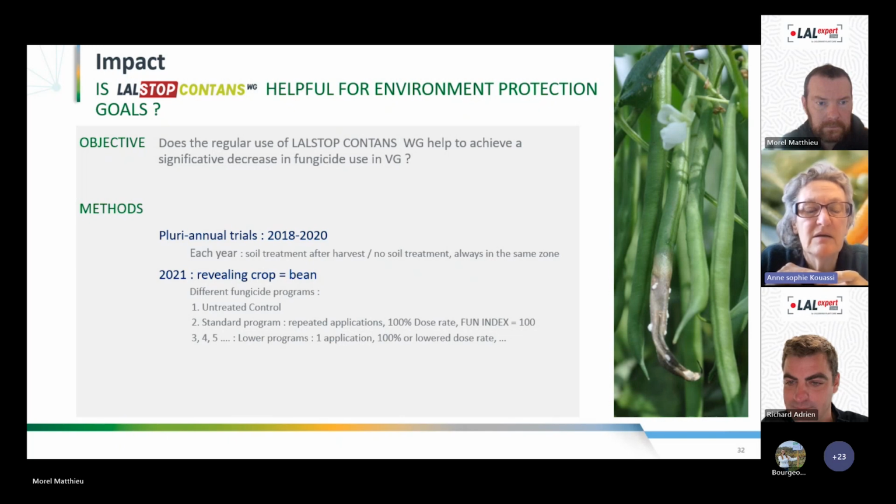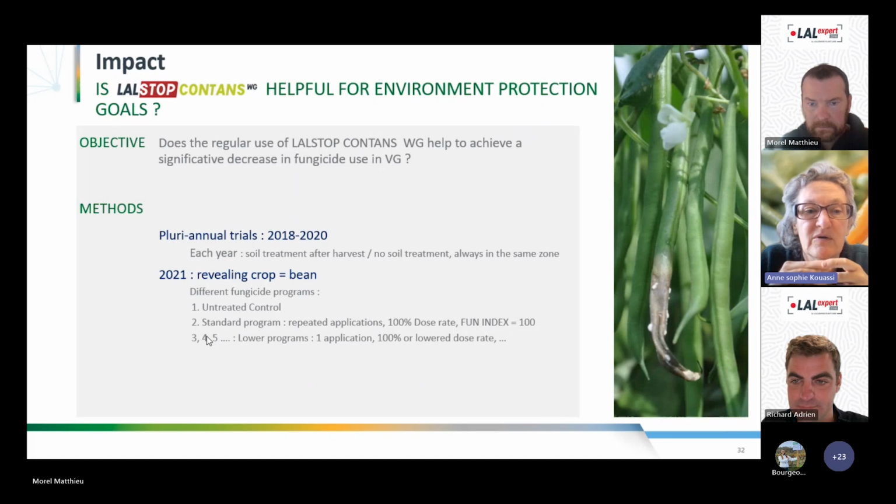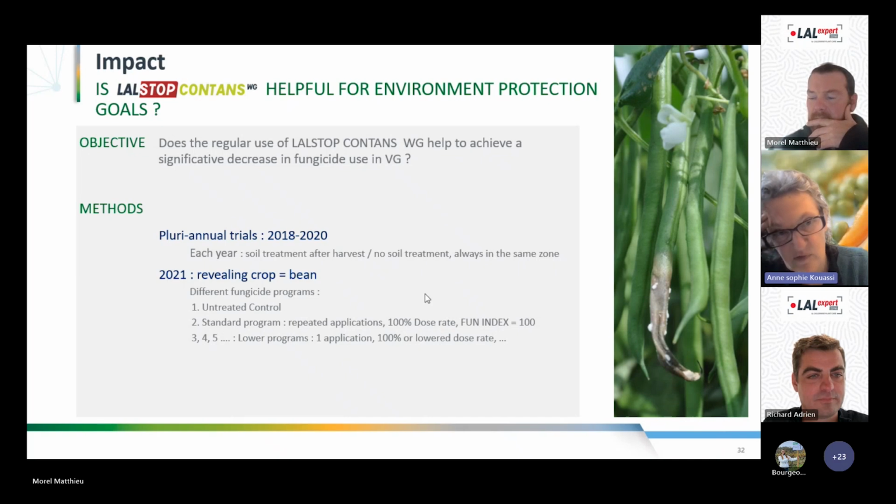And we compared in microplots different fungicide programs. One standard program with repeated applications of fungicides at full dose rate, that we can sum up with a 100 index. And then lower fungicide programs, not zero fungicide, but lower dose rate or lower frequency, or with one application versus two. So what are the results of this kind of setup?